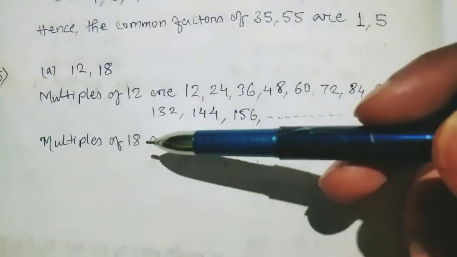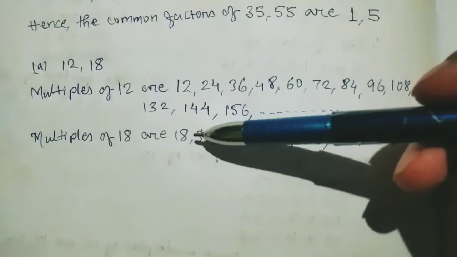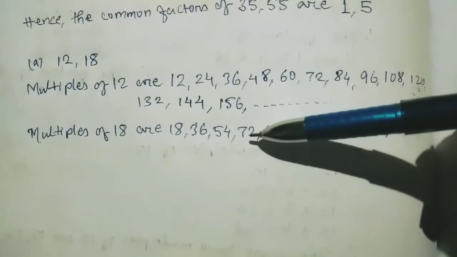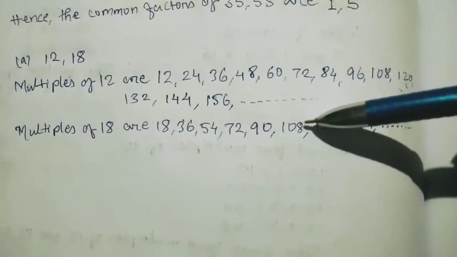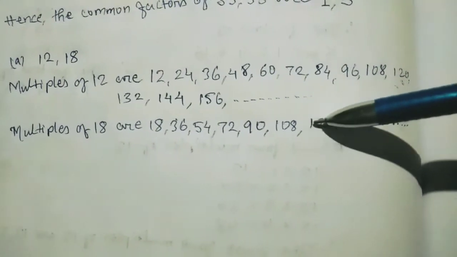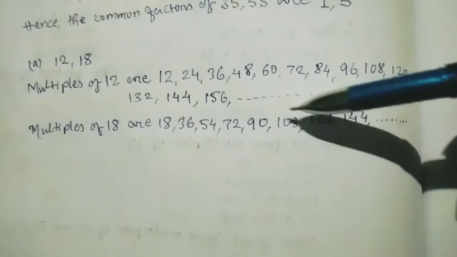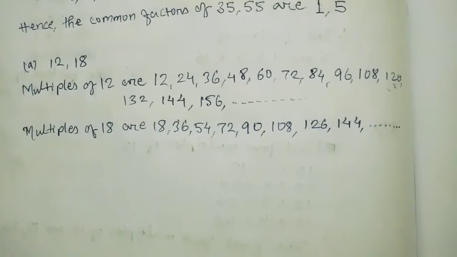Now the multiplication table of 18, multiples of 18 are: 18 1 is 18, 18 2 is 36, 18 3 is 54, 18 4 is 72, 18 5 is 90, 18 6 is 108, 18 7 is 126, 18 8 is 144, dot dot dot. Multiples are never ending, so it will go on.